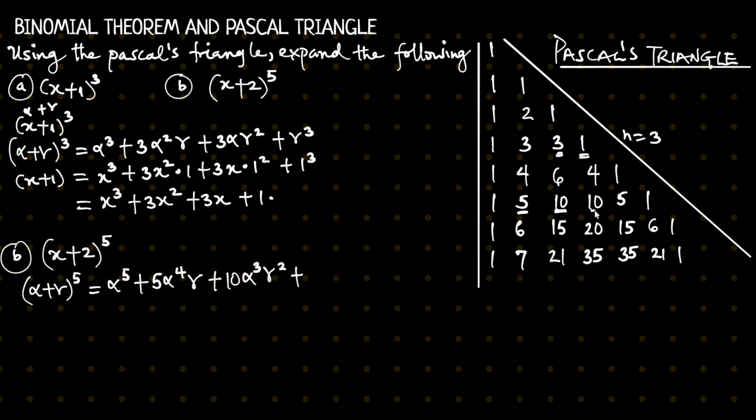Plus, then we do 10 again. Alpha goes down again to 2. Then gamma goes to 3. Plus, we have 5. Alpha goes to 1 as a power, and then gamma goes to 4. Then plus gamma to the power 5.